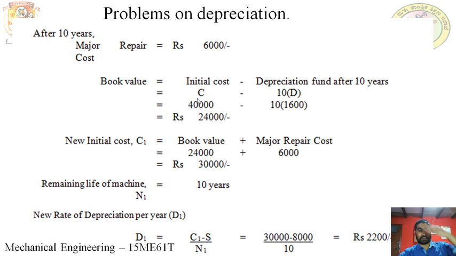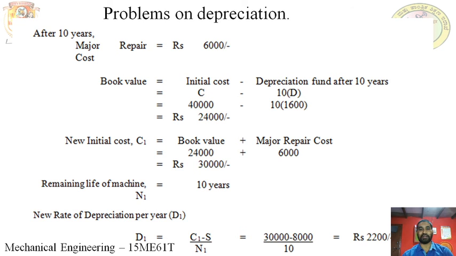See, initial cost C minus 10 into the depreciation fund collected in 10 years. So 40,000 is the initial cost of the machine minus 10 years. In 10 years we have collected 1,600 per year. It is a fixed installment. So every year you have collected 1,600. So in the depreciation fund, how much amount is collected? 10 into 1,600, that is 16,000. So 40,000 minus 16,000, that is 24,000. So the cost of the machine is now 24,000 after 10 years.